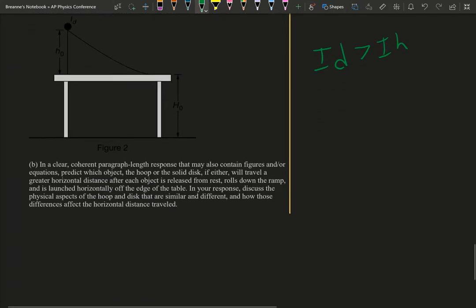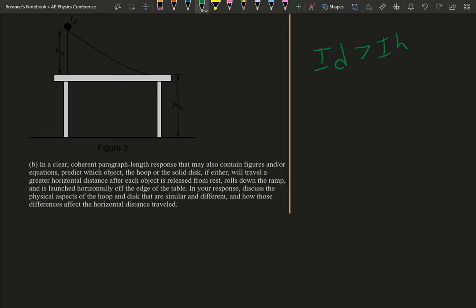In a clear, concise, paragraph-length response, so this would be like your second question on your AP test, that may also contain figures and or equations. So I can use equations, figures, that's awesome. Predict which object, the hoop or the solid disk, if either, will travel a larger horizontal distance after each object is released from rest, rolling down the ramp and launched horizontally off the edge of the table. In your response, discuss the physical aspects of the hoop and the disk that are similar and different, and how those differences affect the horizontal distance.